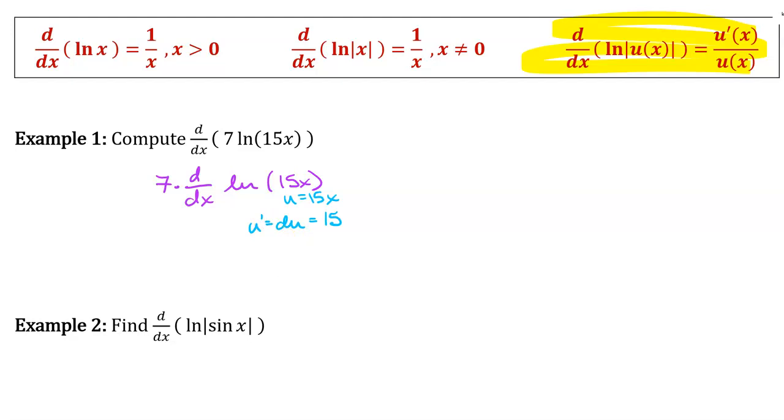Careful of your notation, but also make sure that you know what means what. So that 7 is not going anywhere. And then we have, according to our formula, our u prime, or du dx, would be the 15, and then times 1 over u, which is 15x. The two 15s will cancel. Anything over itself is 1. So that gives us our final answer of 7 over x.